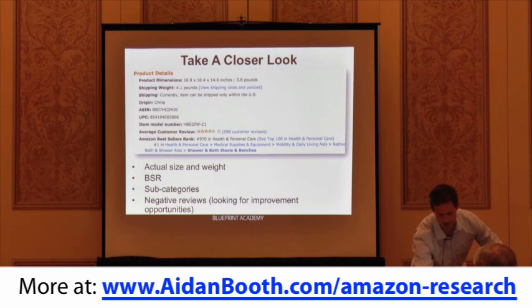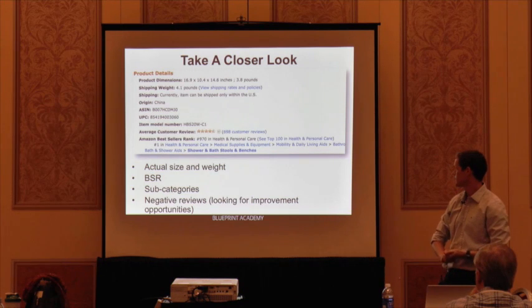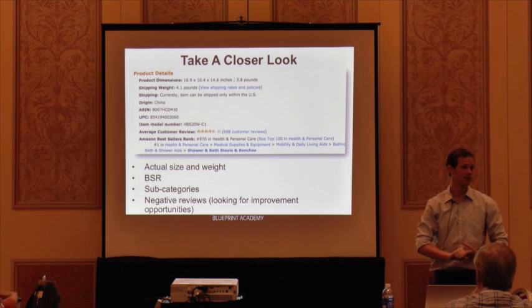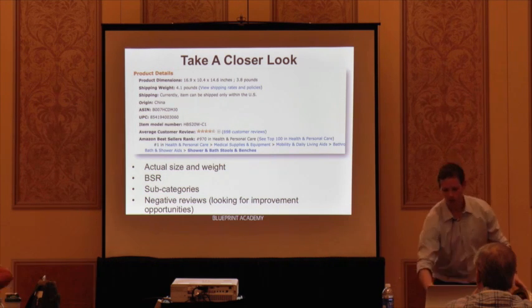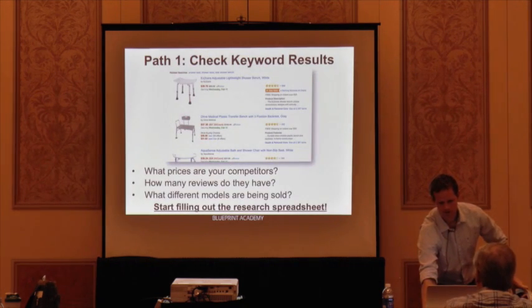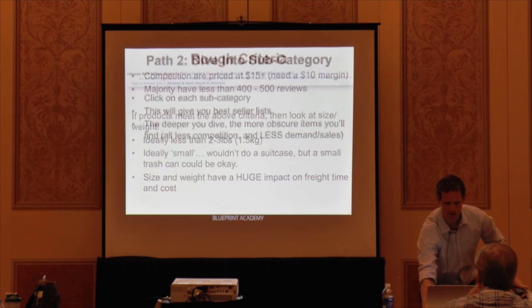So look for the right attributes. And then again, take a closer look at the actual size, the weight, the bestseller ranking, subcategories. Look at negative reviews as well, because you can use them to improve your product, make your product better than what's already out there. And again, this is just the process. So you've got two paths. One, diving deeper into a specific keyword like shower bench, or two, diving into the subcategories.